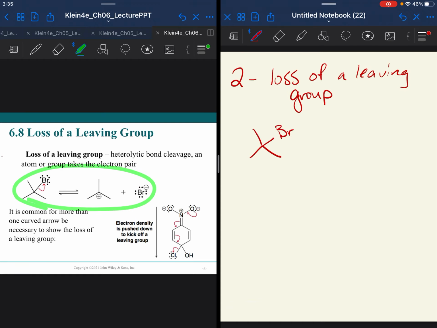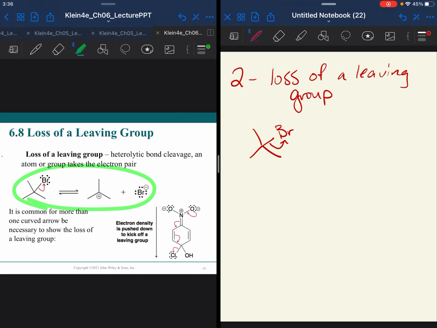We are seeing an alkyl halide break apart. And this does happen spontaneously for certain alkyl halides. And so you're seeing that arrow go from the bond to the atom. What that is saying is the electrons holding that carbon and bromine together are leaving with the bromine, breaking that single bond.